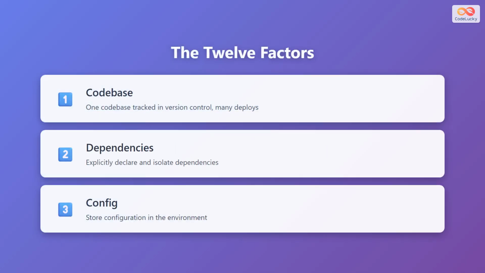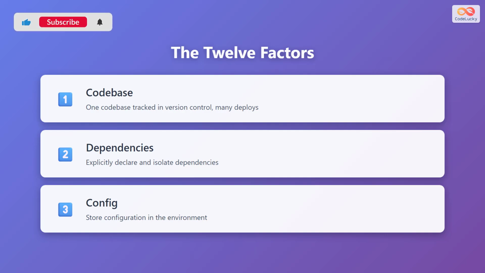Let's begin exploring the 12 factors. Factor number 1 is codebase. This principle states that you should have one codebase tracked in version control with many deploys. This means all your application code lives in a single repository, like GitHub, but can be deployed to multiple environments such as development, staging, and production. Factor number 2 is dependencies. You must explicitly declare and isolate all dependencies. Instead of relying on system-wide packages, your application should clearly specify every library and its exact version that it needs to run. This ensures consistency across all environments.